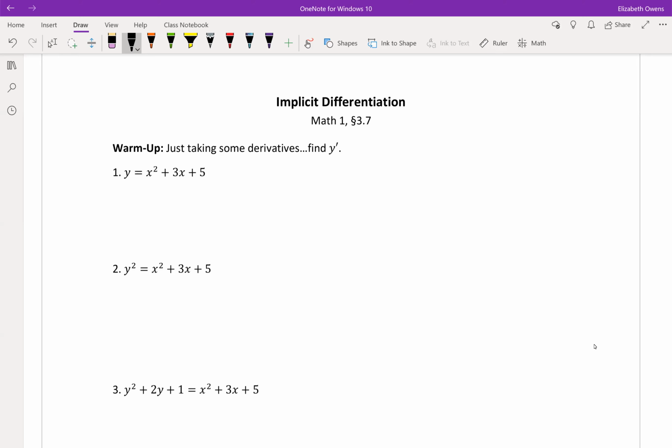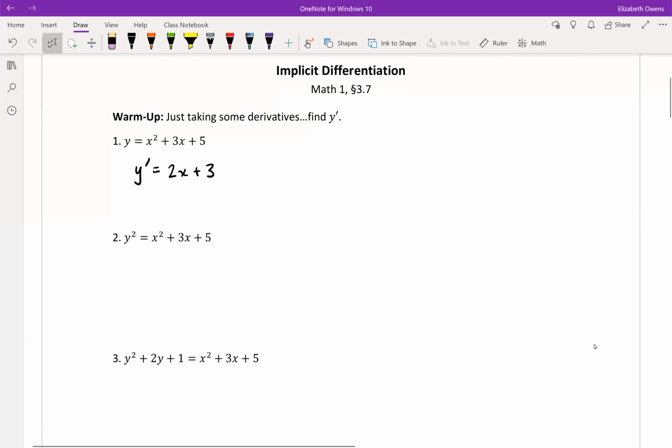So for our warm up for section 3.7, we're just taking some derivatives here. We're trying to find y prime. And these get progressively more challenging here. So for the first one, y equals x squared plus 3x plus 5, that one hopefully is not too bad for us. We would use our power rule on this, and it's pretty straightforward. Y prime would be 2x plus 3, and that's it. Okay, not too bad, right?